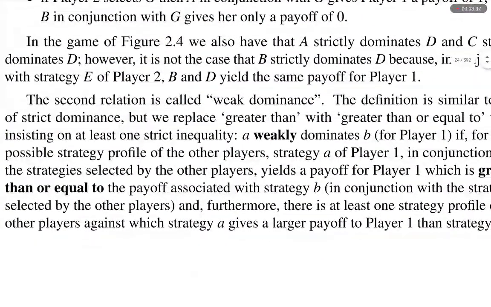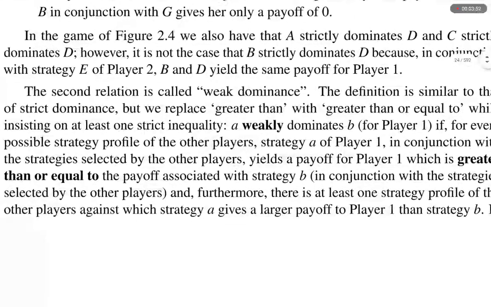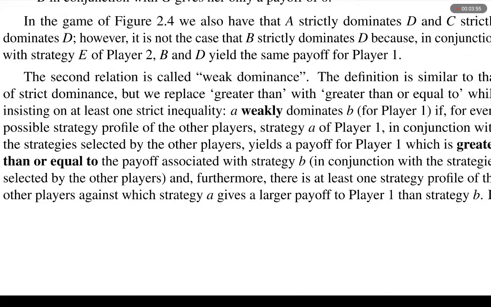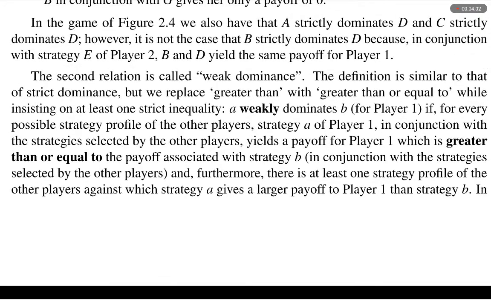In the game of figure 2.4, we also have that capital A strictly dominates capital D, and capital C strictly dominates capital D. However, it is not the case that capital B strictly dominates capital D, because in conjunction with strategy capital E of player 2, capital B and capital D yield the same payoff for player 1.